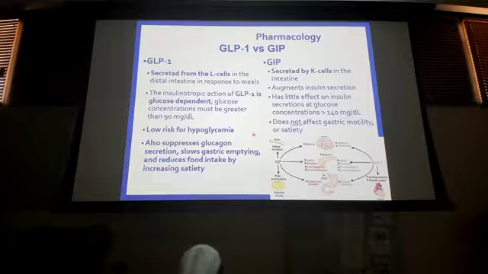So the risk for hypoglycemia is pretty low with these compared to traditional insulin therapy. All right, so those are big ones. Looking at the fact that with your GIPs, you don't have the GI motility being affected by this one, okay? So those are the big things. The GLPs are the bigger focus with this, okay? As we talk about PO.